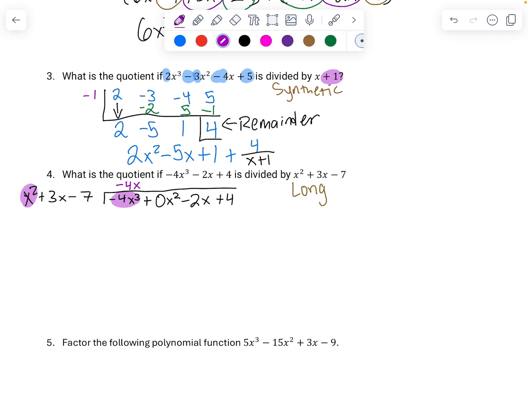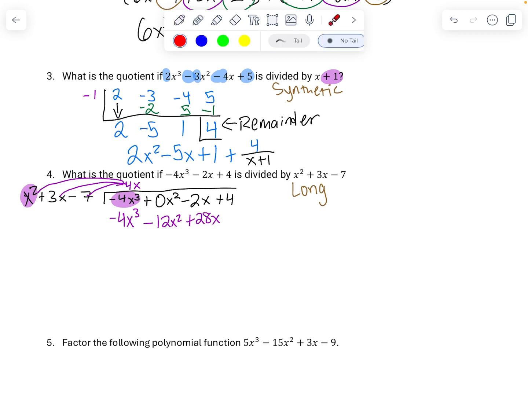Now, from there, I'm going to multiply everything on my divisor by this negative 4x. So I'm going to get my negative 4x cubed, which is what I wanted. Then I'll get a negative 12x squared. This is why we have that placeholder, because if we did not have this placeholder, we have a random x squared term. What do we do with it from here? We need that placeholder because we will get something that looks like this. And then negative 7 times negative 4 gives me positive 28x.